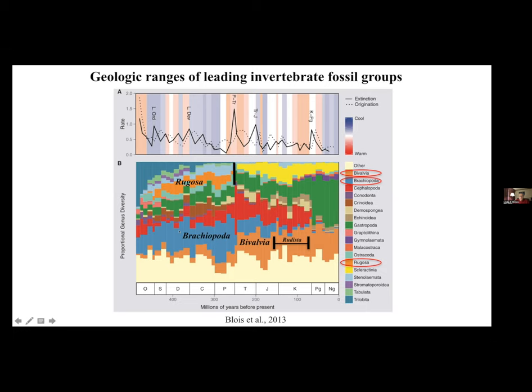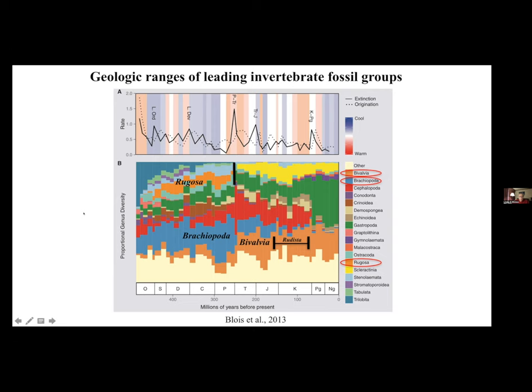Rugose corals originated in the Ordovician, maybe before that, and they thrived in the Devonian and again in the Carboniferous, and then they were victimized and went extinct at the end of the Permian period. Up here is the rate of extinction and origination, showing that the end of the Permian was a time of great extinctions in the oceans of the world.